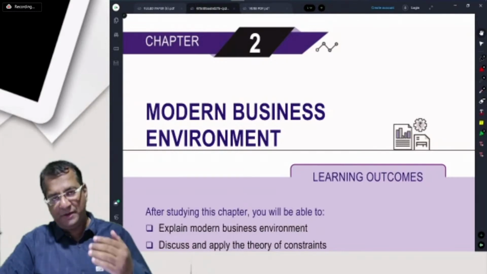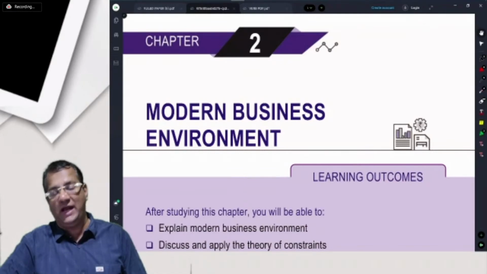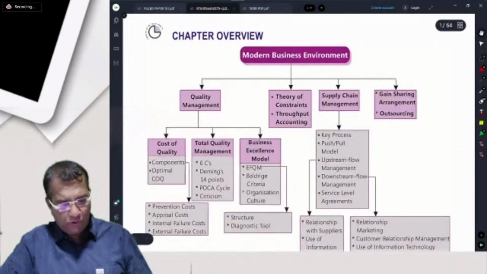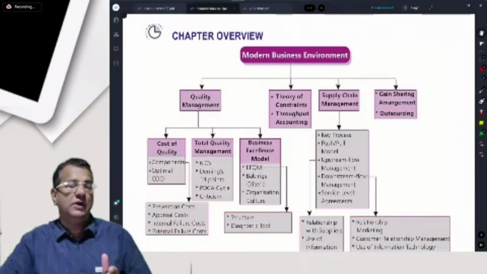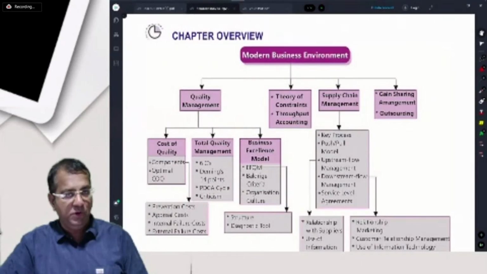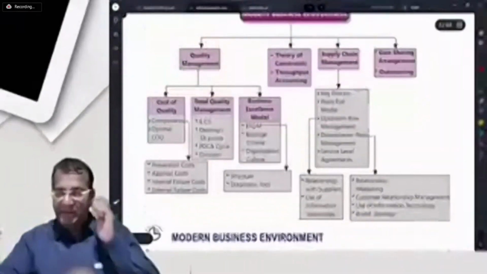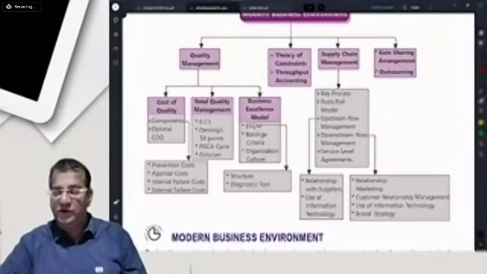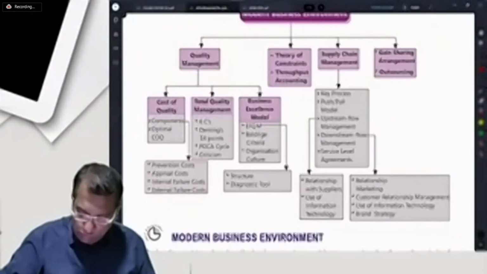So let's start with chapter number 2, Modern Business Environment. Let's have a brief overview of the topics that we will learn in this chapter. The very first major topic is related to quality management.